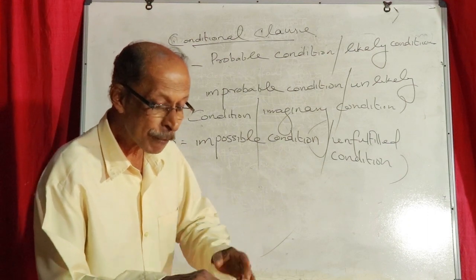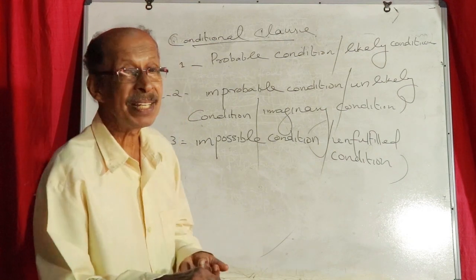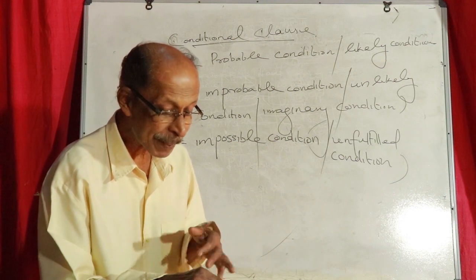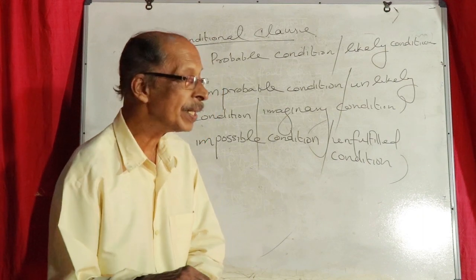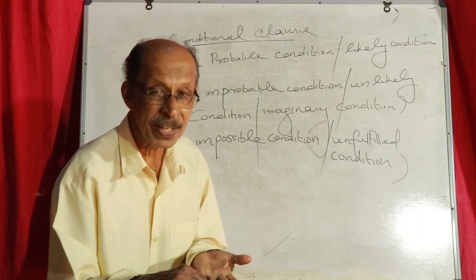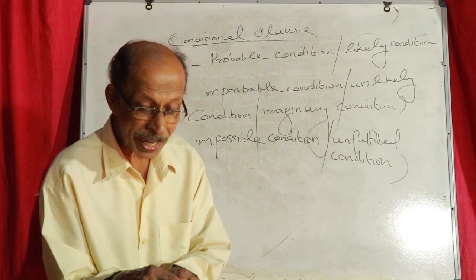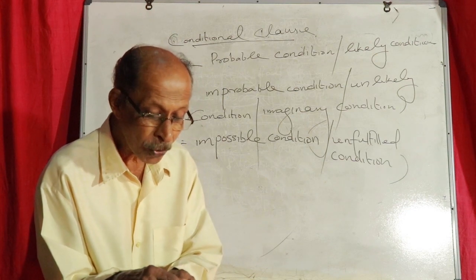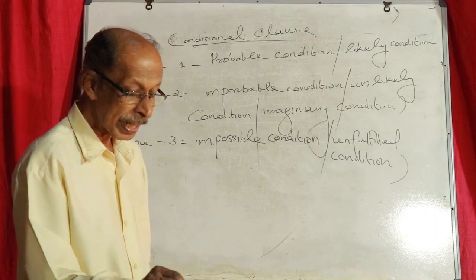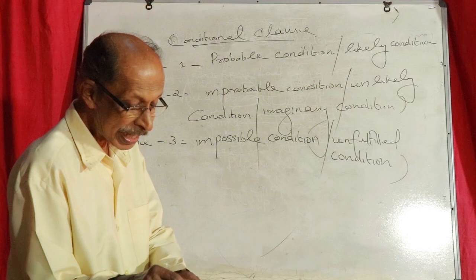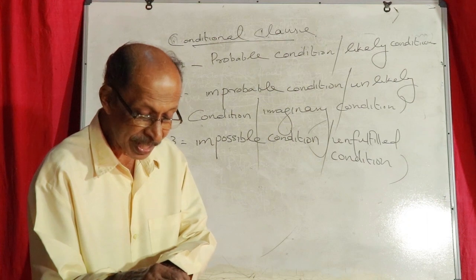Look here. If I practice well, I will win. Then: if I had not fallen down, I would have won. So in this one, if I practice well, I will win. If I practice well, I will win.